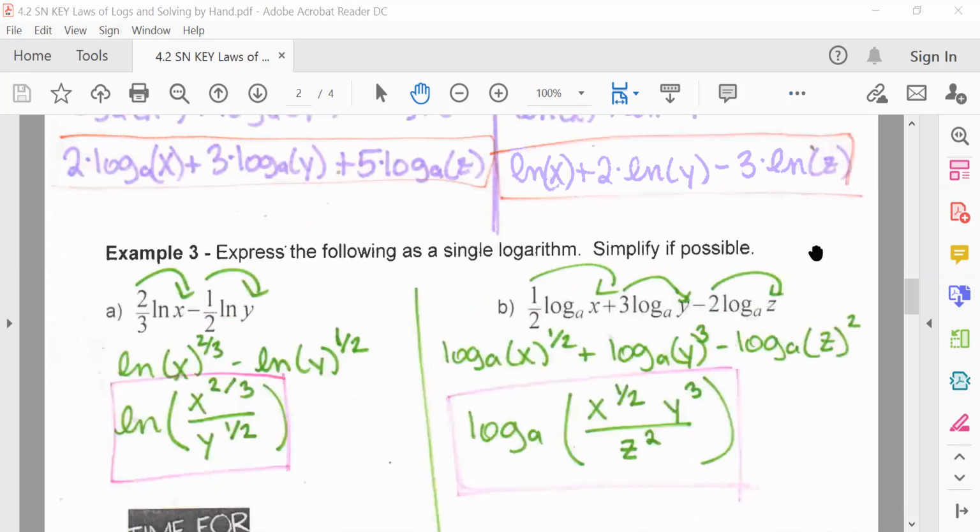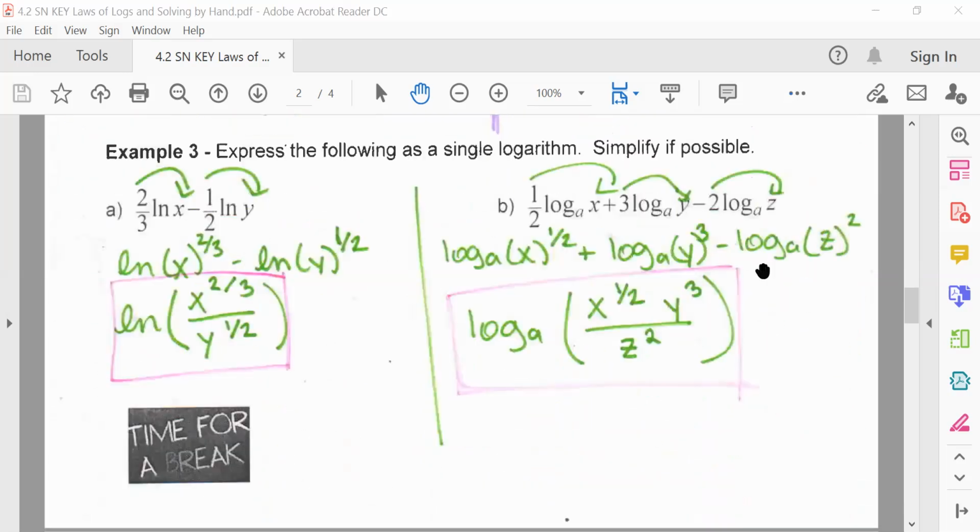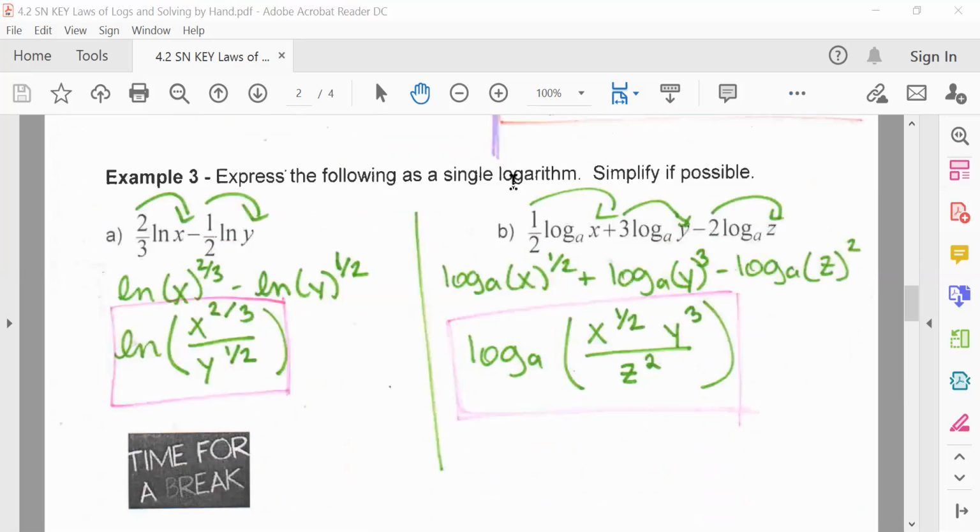All right, so going on to example 3. Express as a single log. So what we're looking for here is log of one big thing. We want everything condensed into one single log. So this is like a working backwards thing. To express these as a single log, first thing we need to do is take any coefficients we have and turn those back into exponents.